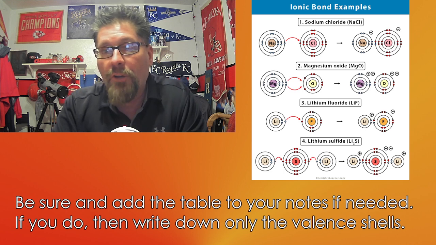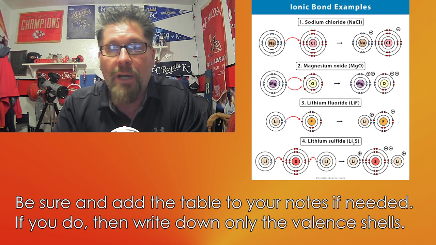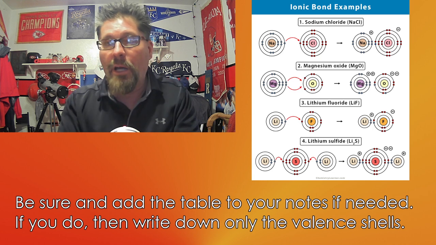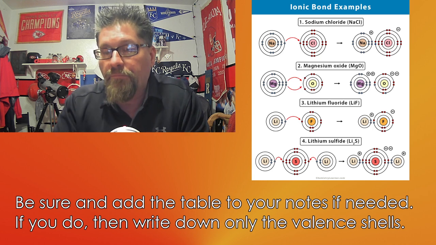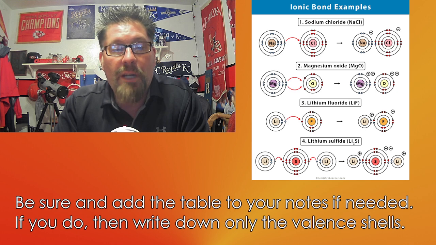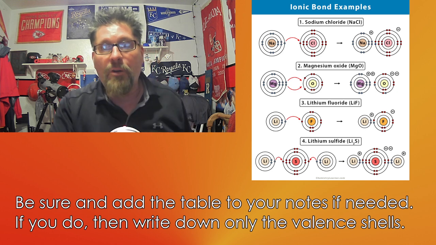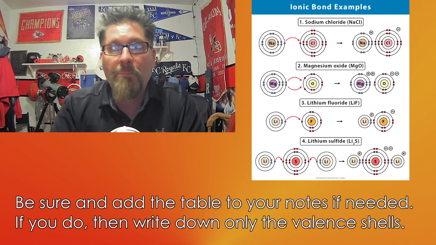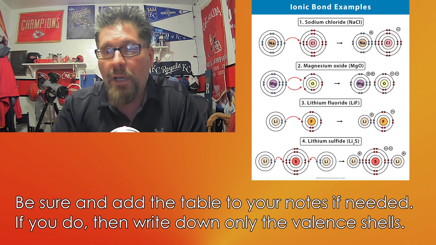Again, if we look at our third example, this comes back to a 7 and a 1. The 7 takes the 1, it becomes 8. The lithium valence shell becomes inactive, and now it falls back to the first shell, which has 2, which is full, and that's how both meet the octet rule.